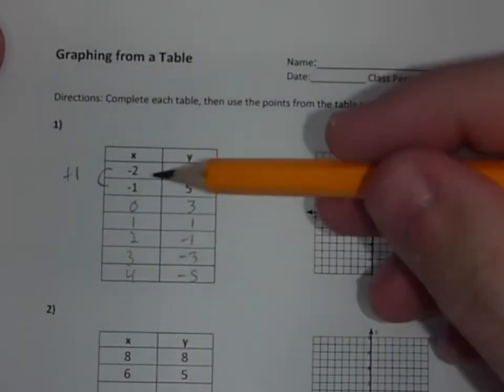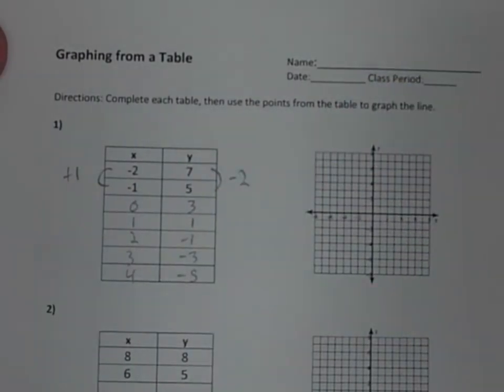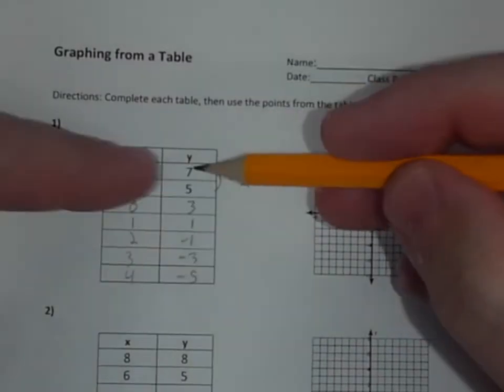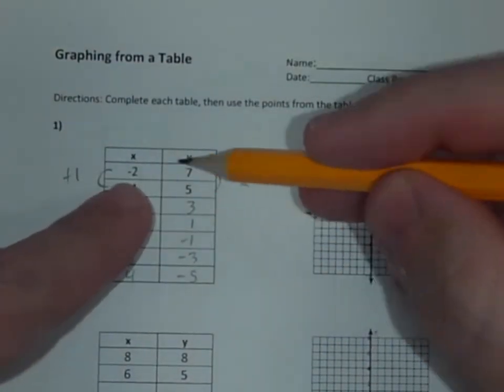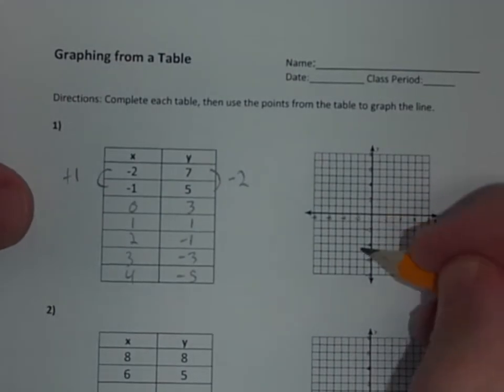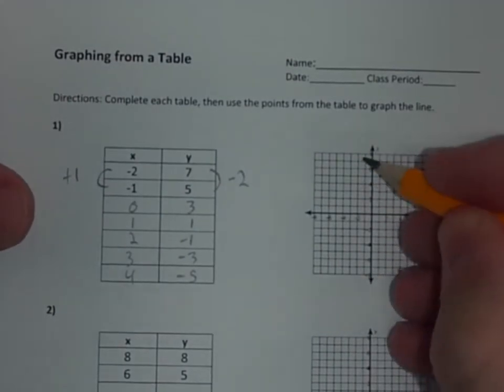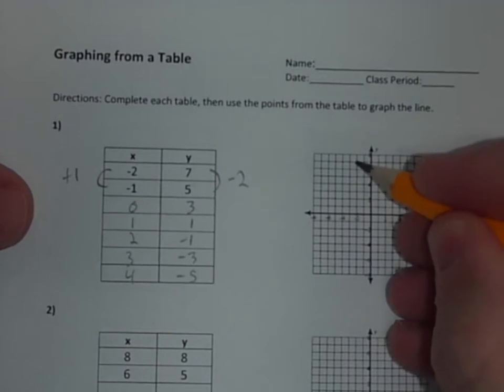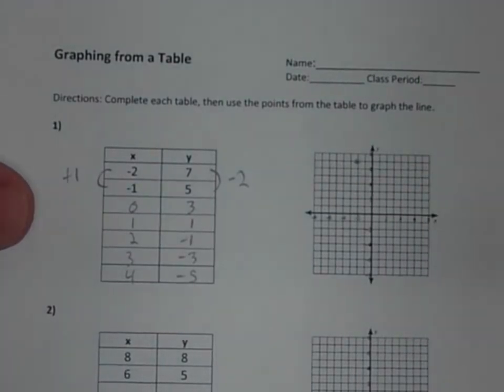Then to graph these, we're just going to figure out these points, right? This is an ordered pair, -2, 7. And we're just going to graph those points. So -2, then up 7. Go to the right axis. It's that point right there on the graph.